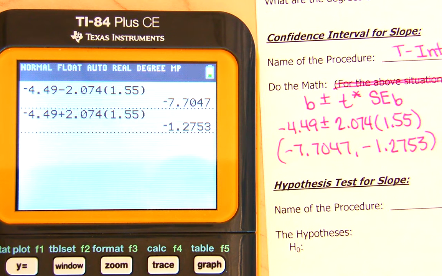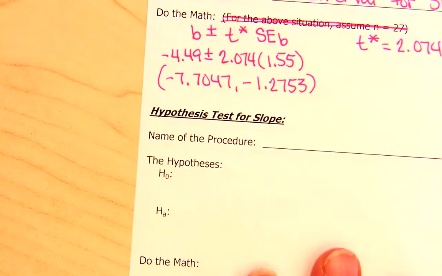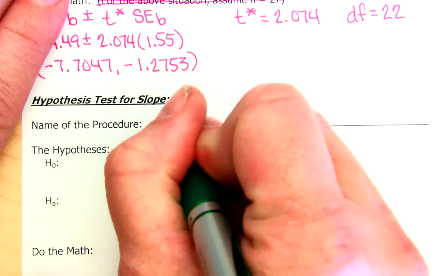Okay, so that gives me my confidence interval, and that is what we were asked to calculate. We good with that? Okay. All right. So now let's look at hypothesis test. So here is going to be a t-test for slope.